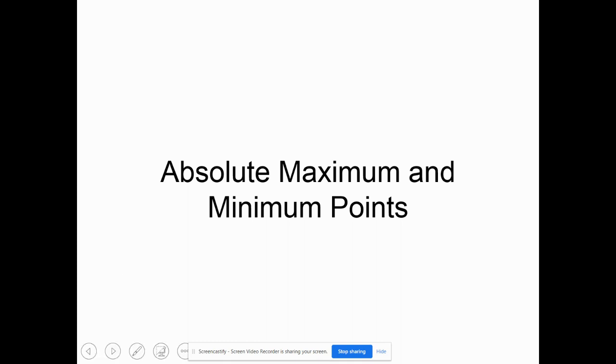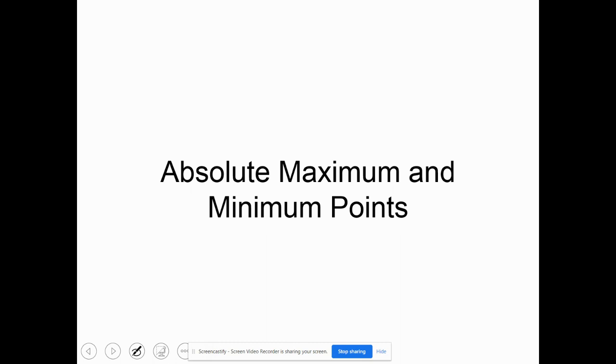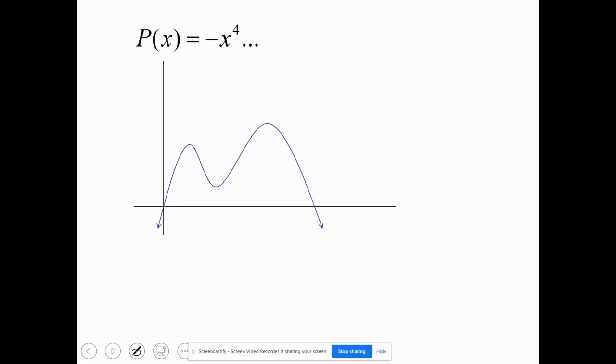Okay. So let me get my pen going today. And today I want to talk about absolute max and min points. So these aren't the local ones like yesterday, but the local ones, a lot of times end up being the absolute also. So I thought we would start by taking a look at the same picture that I had yesterday. So let's see, I called this P of X. Let's say that this is a profit formula.